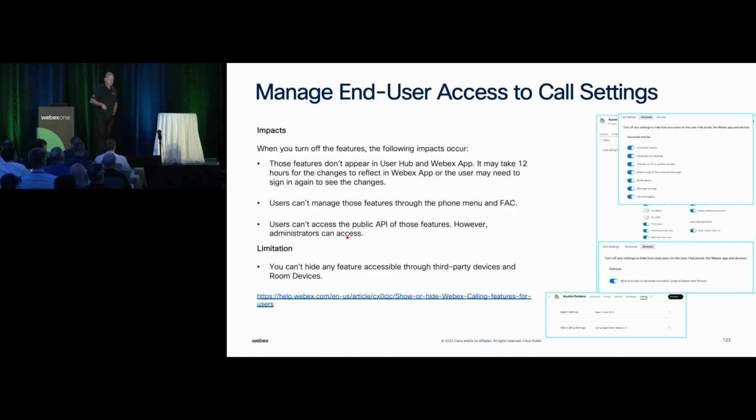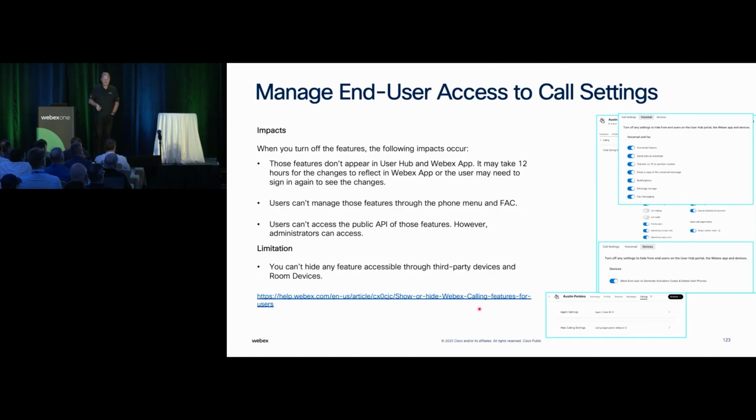And users, then we have user level settings called settings for me. And all of these are then also blocked. So the users, even if they figure out how to use APIs, cannot override this. There's one limitation, though. We cannot hide any features accessible through third-party devices because we don't control them, and room devices. We don't have access to those as well.